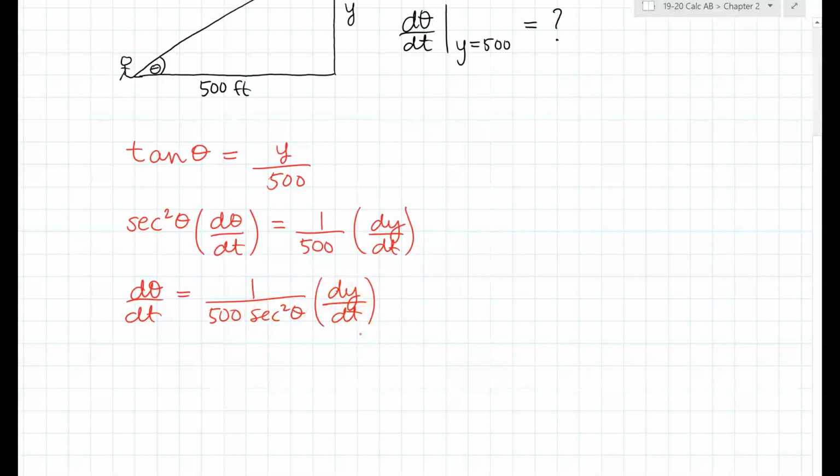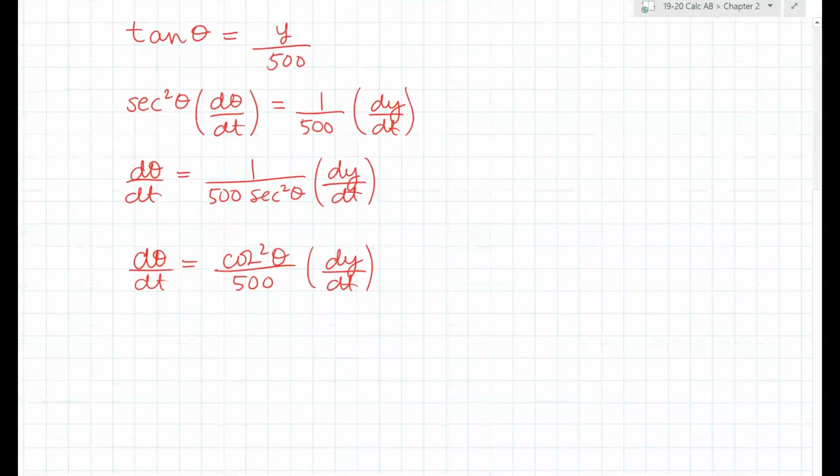Okay, and then I'm going to change the secant squared theta into cosine squared theta. So we kind of did this in another problem with the kite, if you guys remember. It was very similar. So dy dt. So this is what I have right now as my main function to try to figure out the rate of change of the angle of inclination. So they did mention to figure out d theta dt when y equals 500, right? So d theta dt when y equals 500 is equal to something over 500, and then dy dt, the rate of change that the balloon is moving, is 140.